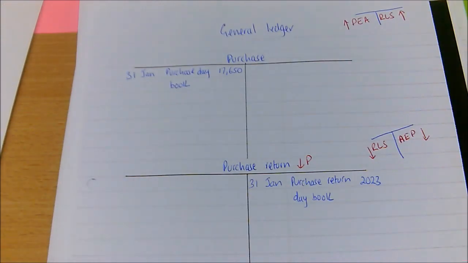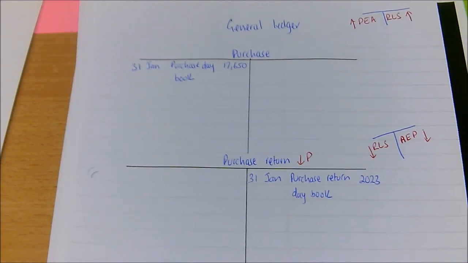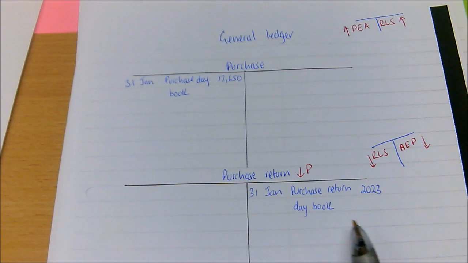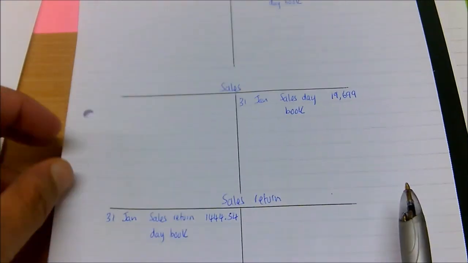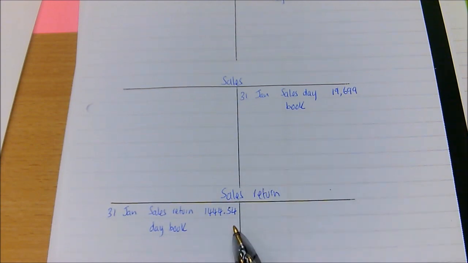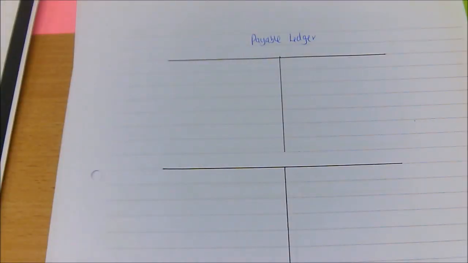Okay, so hopefully you've managed to complete that without many issues. So you'd have your purchase from your purchase day book, your purchase return from your purchase return day book. You would then have sales from your sales day book and your sales return from your sales return day book. So we're just going to leave that for now and then go on to our payable and receivable ledger.